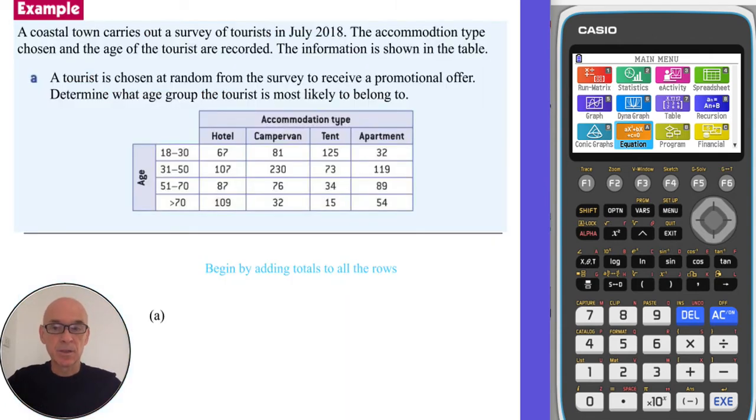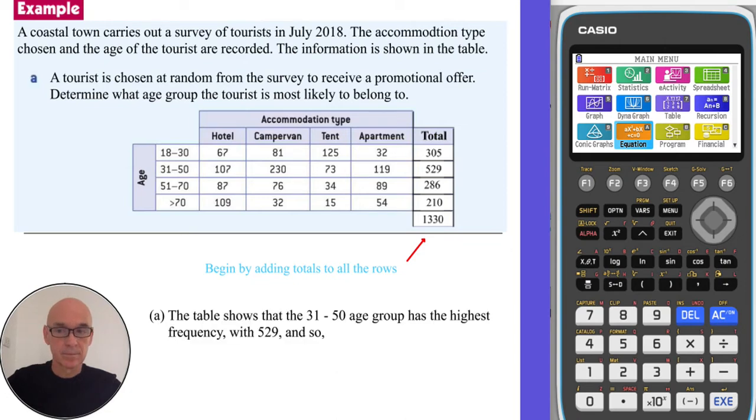In this question, a tourist is picked at random from the surveyed group, and we have to determine what age group the tourist is most likely to belong to. So we can start by adding totals to all the rows. And we can see now that there were 1,330 tourists, and the most likely age group was the 31 to 50, as there were 529 in that age group. So the tourist is most likely to belong to the 31 to 50 age group.